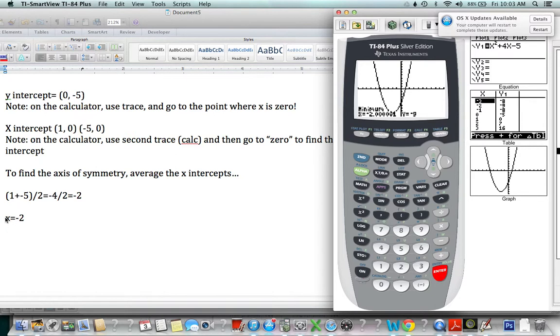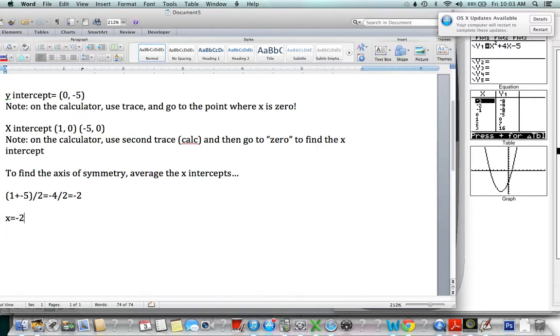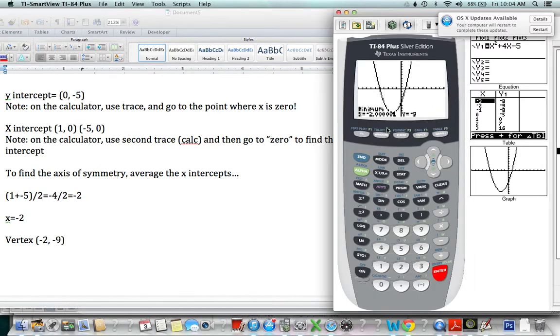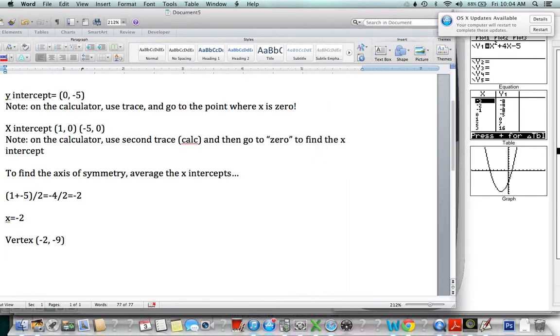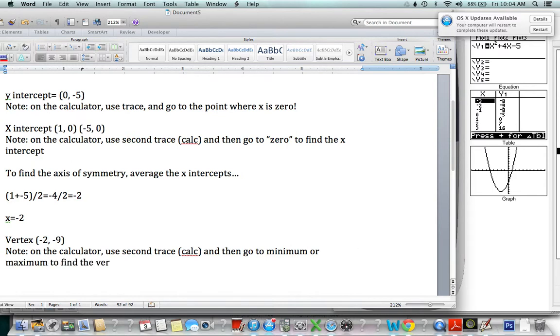So, all right, let's write down what we know here. All right, first the vertex. The vertex is -2, -9. Let's double check. All right, correct. And we found that by, so it started off the same way, so I'll just copy paste. On the calculator, we used second calc, and then we went to, not 0, we went to minimum or maximum if it was upside down to find the vertex.